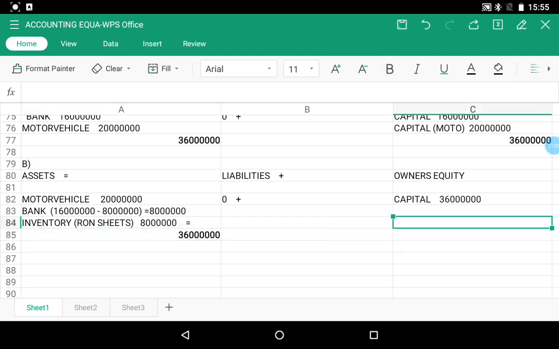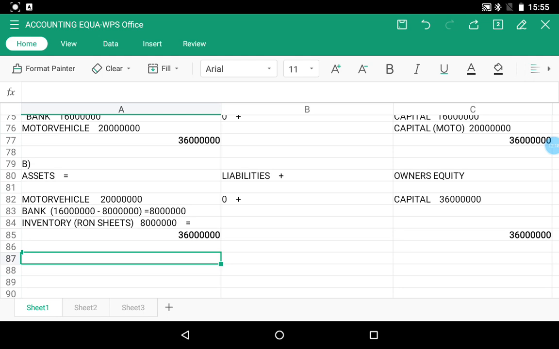Then owner's equity plus 0 liabilities, we have 0 plus owner's equity, which is 36 million plus 0. We shall get 36 million. So that is our part B. Now let's go to part C.